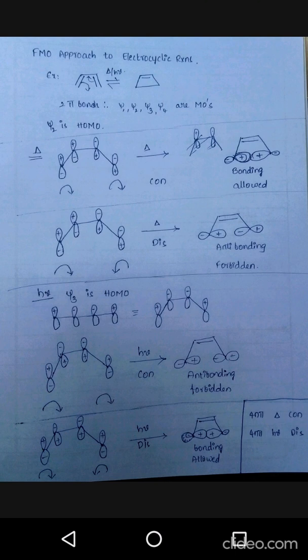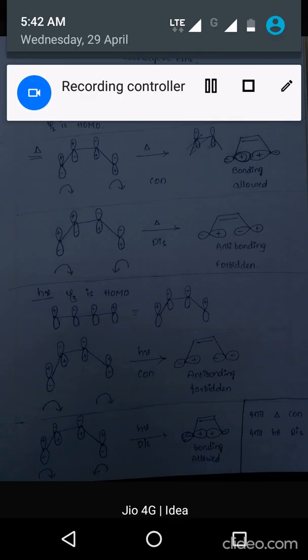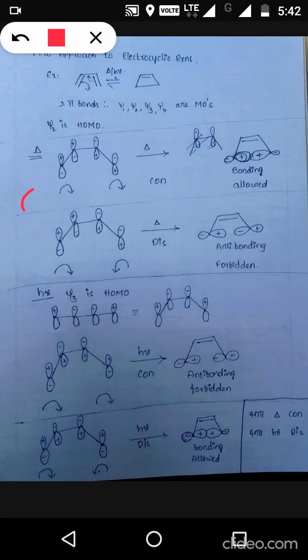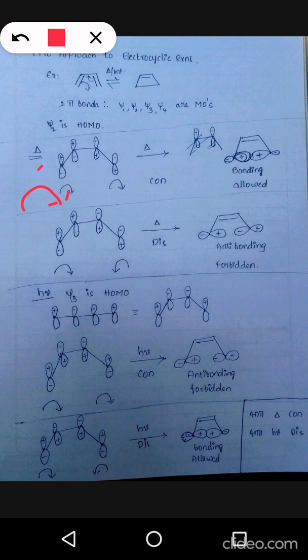You bend here or rotate the p orbital by 90 degrees, so the upward positive lobe will come inside the ring. In the same way, rotate this p orbital by 90 degrees. Now the upward minus lobe will come out of the ring and the plus lobe will go inside. Now inside the ring, here we have 2 positive lobes.